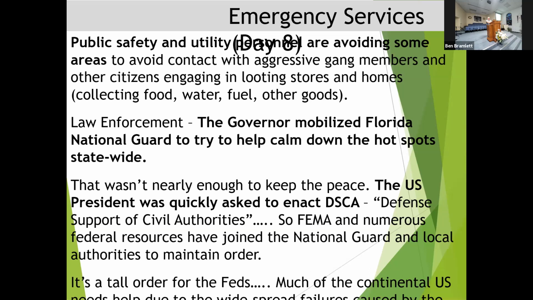The first thing that happens is the governor will mobilize the National Guard to help calm down the hot spots. That's not going to begin to cover the problem. And the next step is basically an operation called Defense Support of Civilian Authorities, DSCA. The president basically enacts that, and then the federal government steps in to help. So where are they going to get all of the people, the FEMA and Homeland Security and people needed to calm down all of these cities that are affected? It's really going to be a tall order. It's going to be a mess.